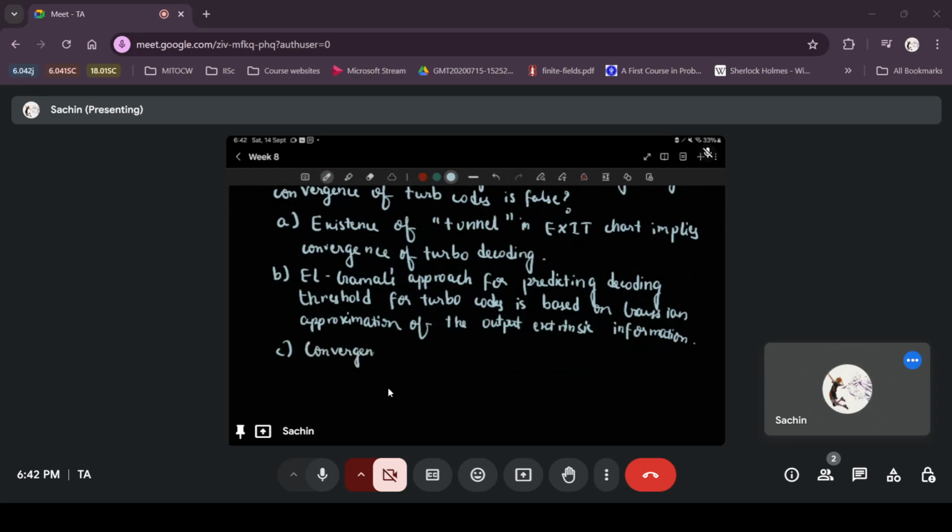Convergence analysis of turbo codes assumes large input block sizes. It's also a true statement. So finally, none of the above.